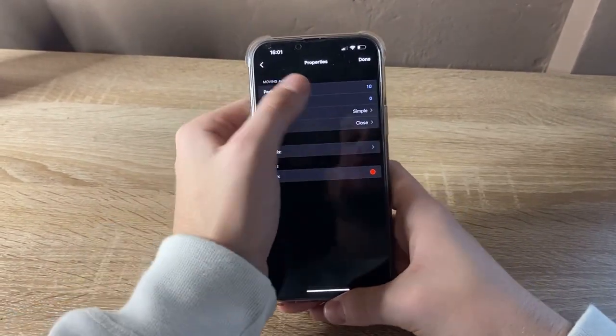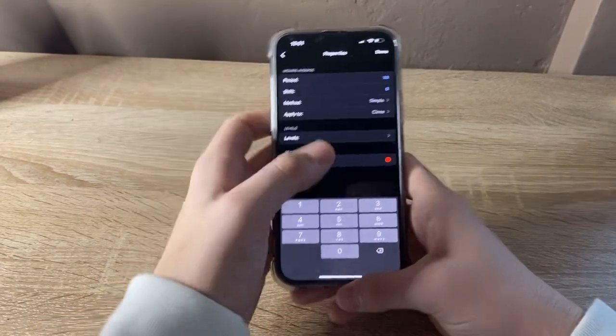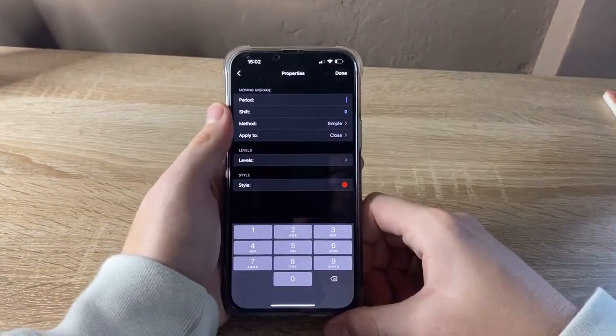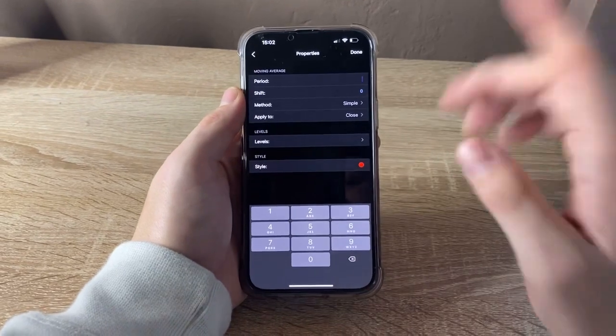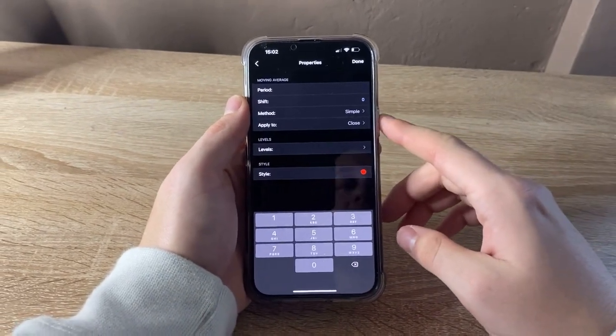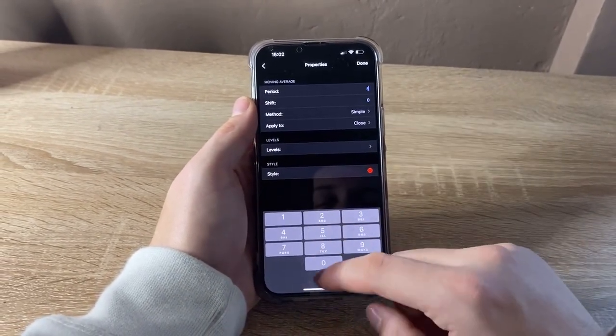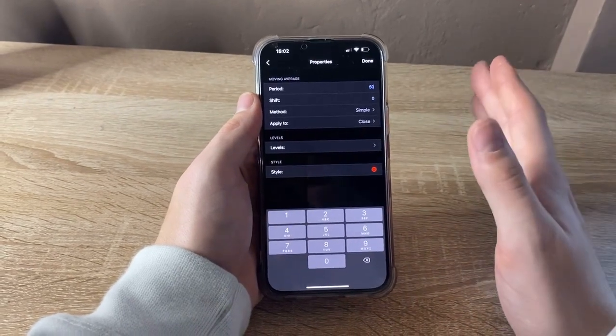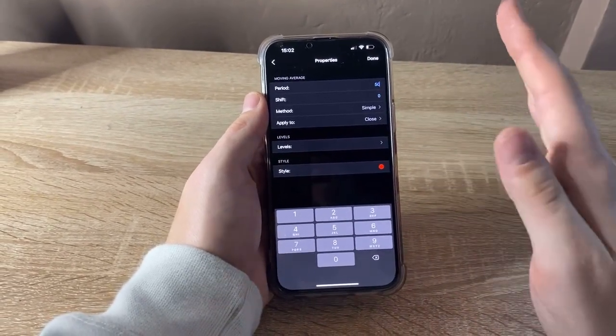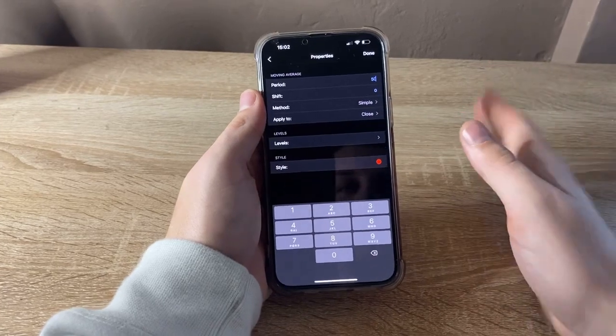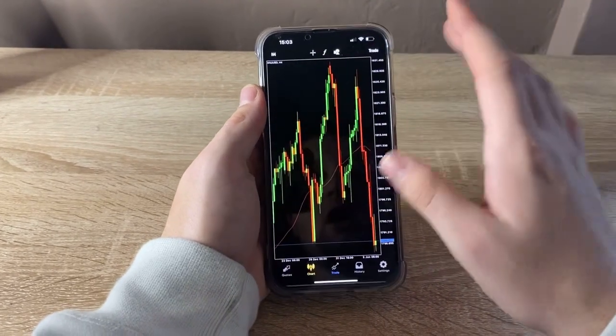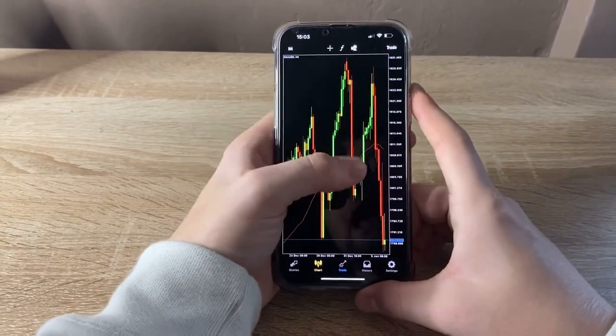Now what we're going to want to do is change this from a 10 period moving average into a 50 period moving average. All this does is take the last 50 candles into account and give you an average price movement. So we press done on that, and as you can see here, we have our moving average.